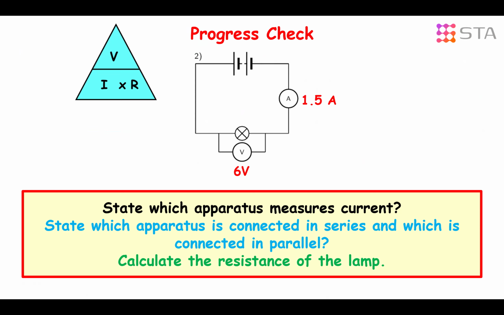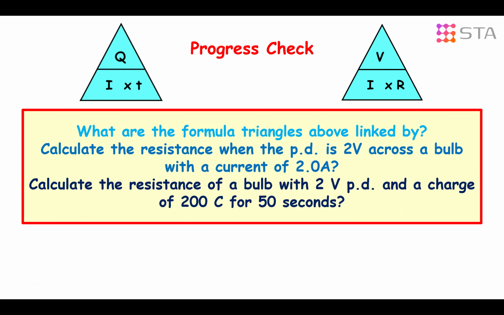So to calculate the resistance of the lamp, you need the voltage or potential difference. You need current. R equals V divided by I. 6 divided by 1.5 gives you 4 ohms. That is the resistance of the lamp. Do copy out the circuit and the worked example if needed. If you understand it fully, that is absolutely fine. We'll only build on it and it will get harder and harder in subsequent lessons.